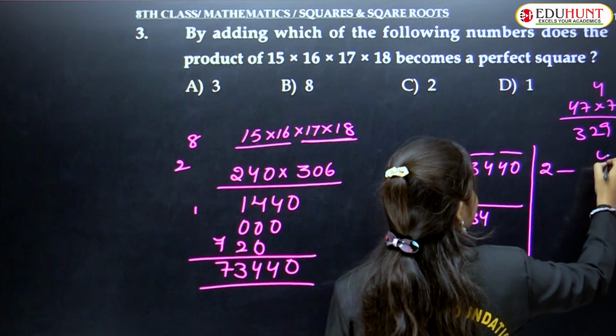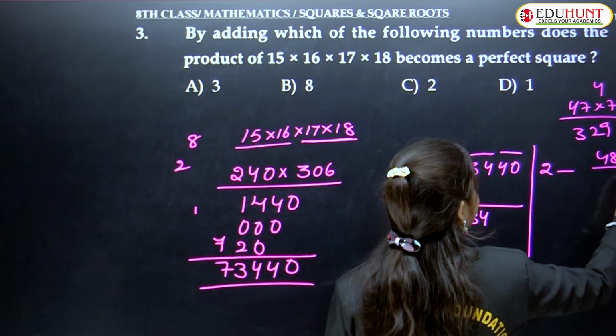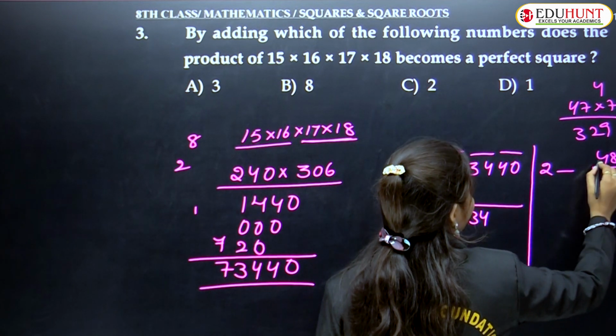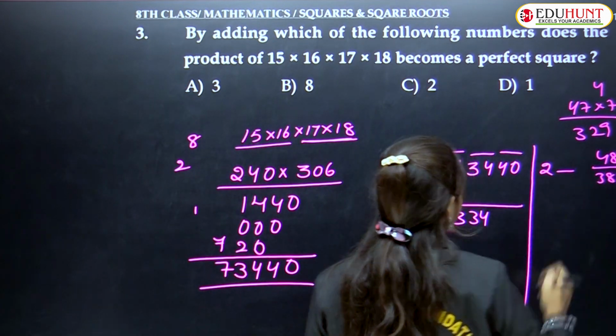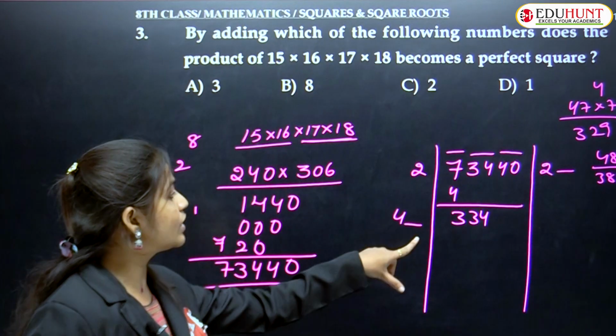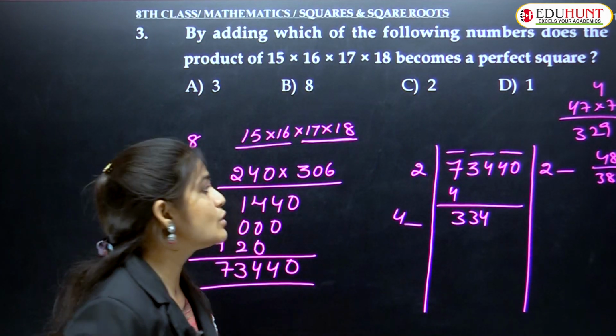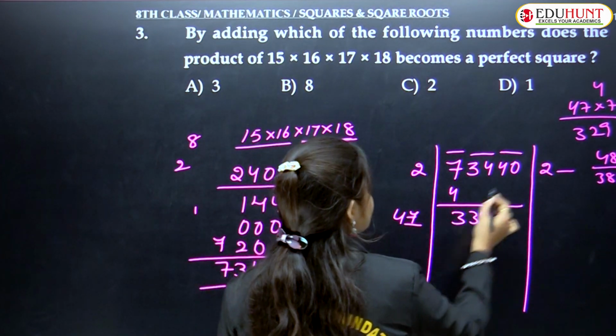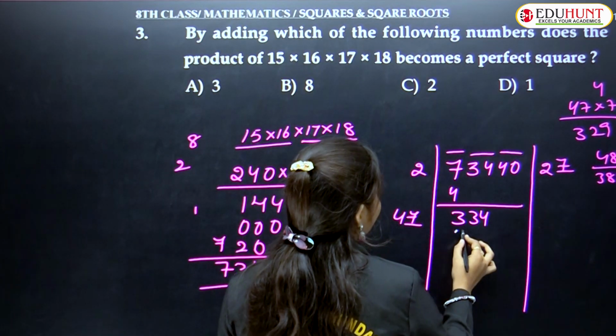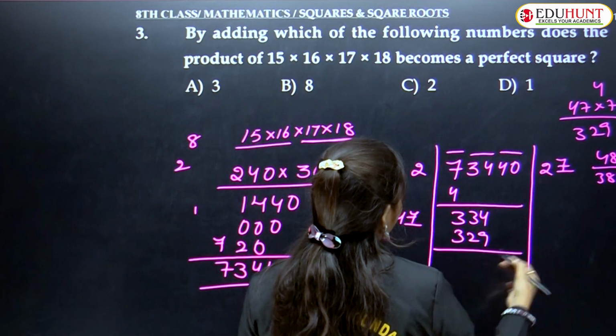So for example, if you take that 48 into 8, 8 8s is 64, 8 4s 32 plus 6 is 38. So 384 is more than 334. Okay, so that's why it is better to take that 47 into 7. Okay, we will get here 329.